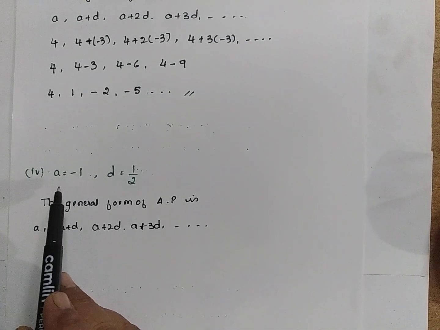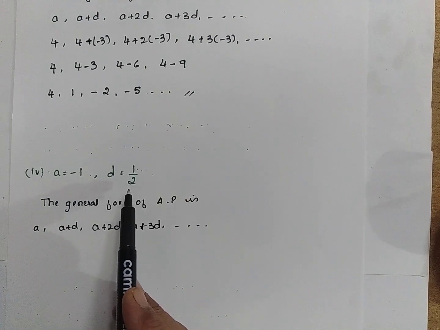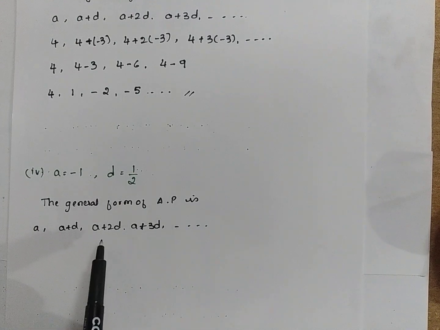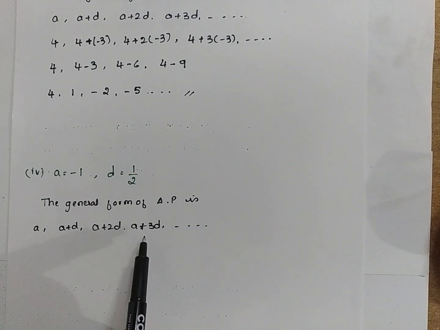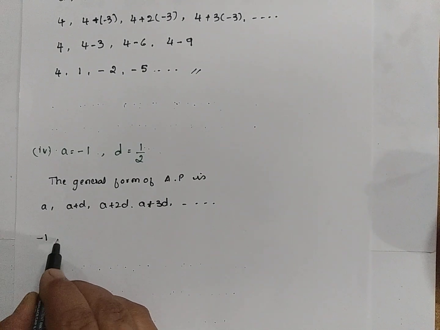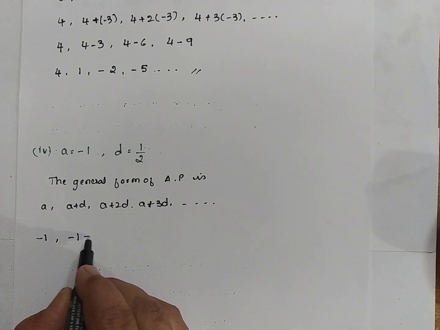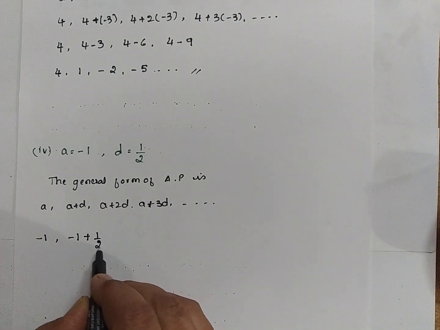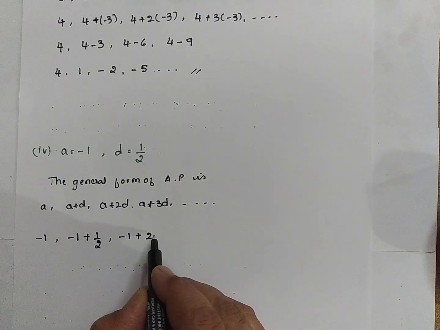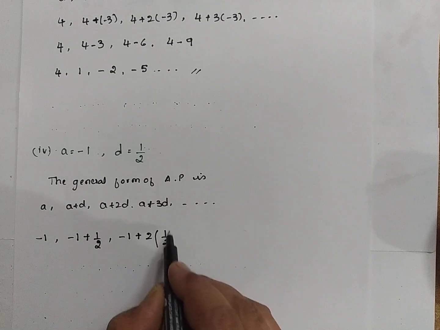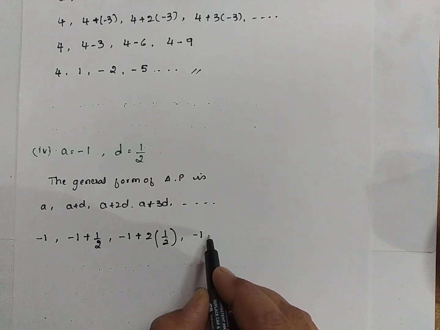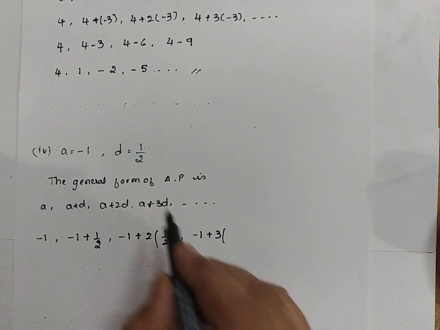Here the first term is minus 1 and the common difference is 1 by 2. Again write the general form of AP, that is A, A plus D, A plus 2D, A plus 3D. Now substitute the values. A is minus 1, and A plus D, that is minus 1 plus D is 1 by 2. A plus 2D, that is minus 1 plus 2 into D is 1 by 2, and the fourth term, A, that is minus 1 plus 3 into D is 1 by 2.